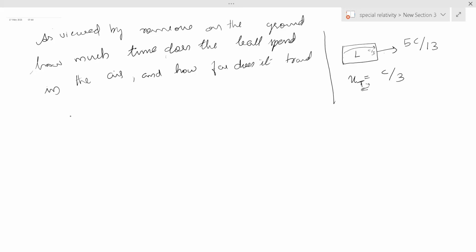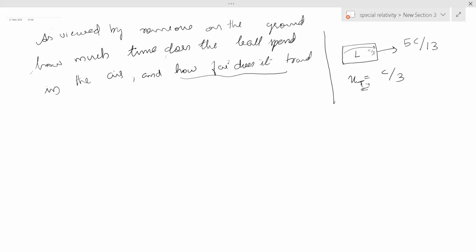You could use the length contraction formula, and use the velocity and find the time, and you would be wrong. So you shouldn't do that. You have to use the direct Lorentz transformation, because it doesn't matter what the length of the train is with respect to the ground. We are asked how far the ball travels with respect to the ground. They don't ask the length of the train as observed from the ground.